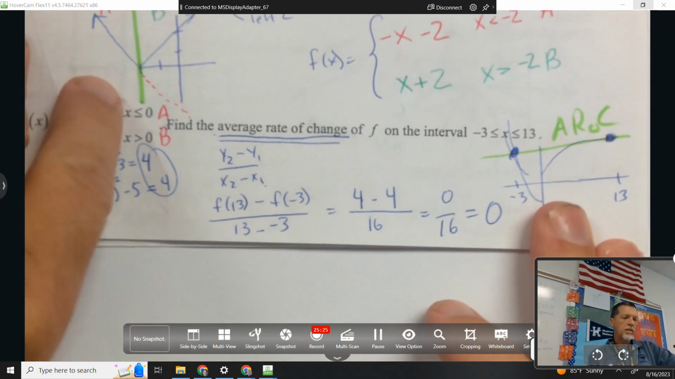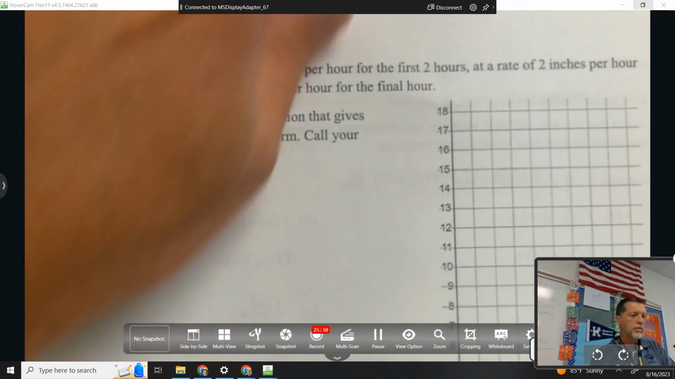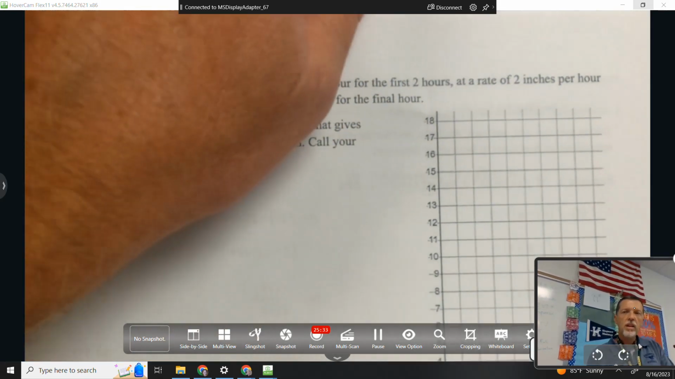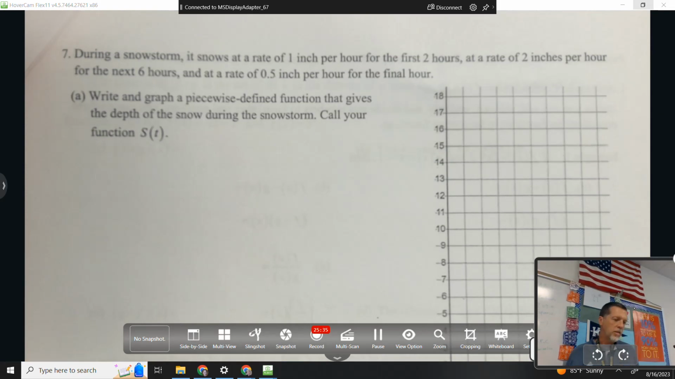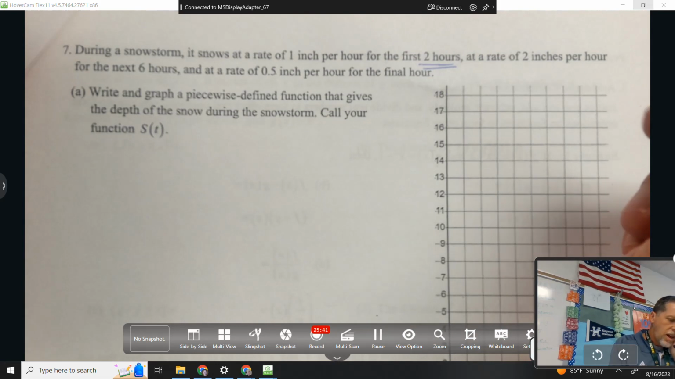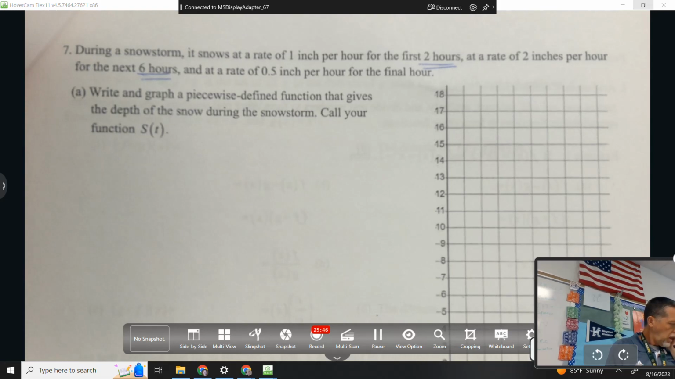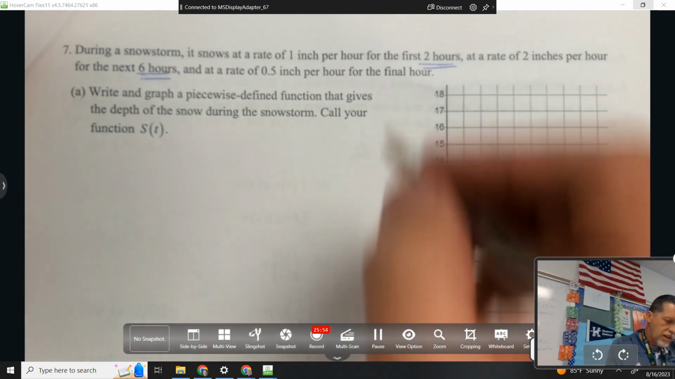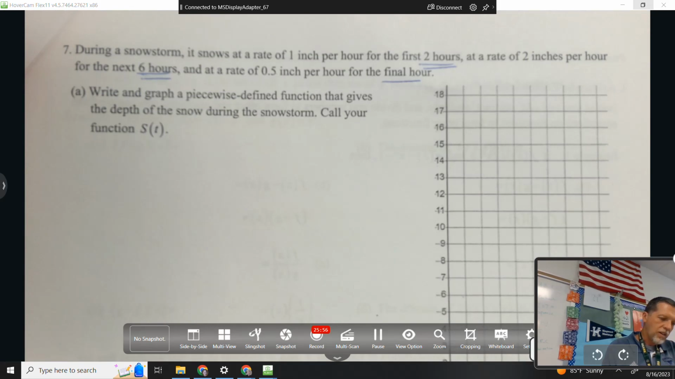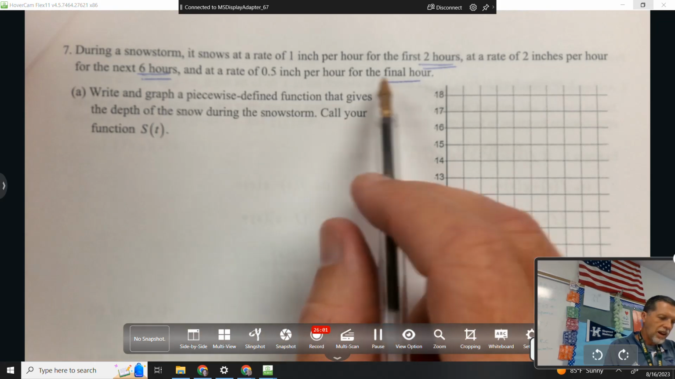So it was a good reminder for average rate of change. Ooh, a word problem. During a snowstorm, it snows at a rate of 1 inch per hour for the first 2 hours, at a rate of 2 inches per hour for the next 6 hours, and at a rate of 0.5 inch per hour for the final hour. Okay, so already I'm thinking 0 to 2, 2 to 8, 8 to 9.